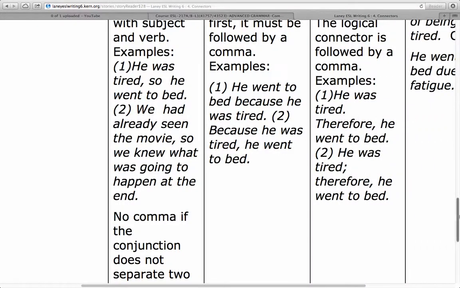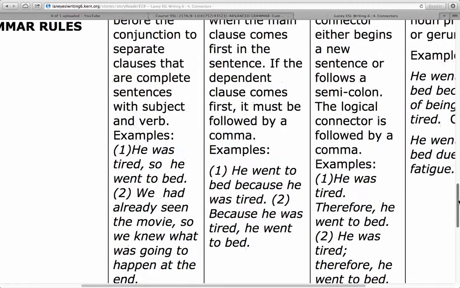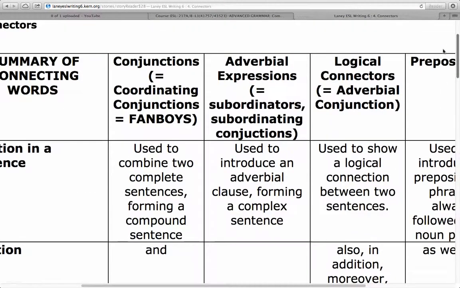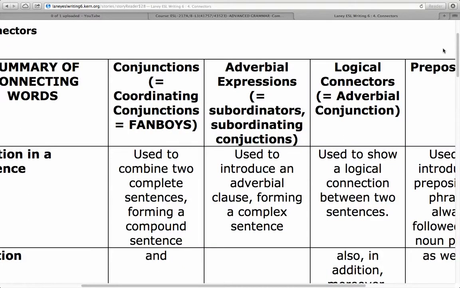Okay, now we have the third category, which is what I call logical connectors. Some people call them adverbial conjunctions. Some people call them sentence connectors. And I think when you think about these, you need to listen to me and not pay too much attention to the book, because I think the book gets very confusing with these, and it does not need to be confusing. It's a word that's used to show a logical connection between 2 sentences.